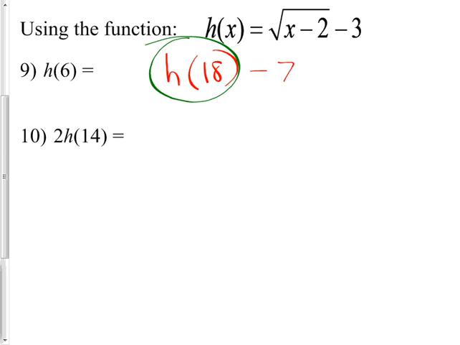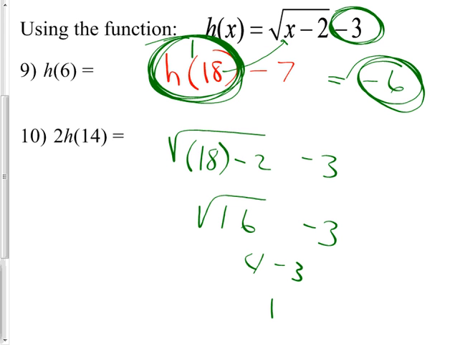All right, we're trying another one here on this function. I want to stick in h of 18 first, and then once I'm done with that, I'm going to subtract 7. All right, so the answer for that one comes out to be 1 for h of 18, and then I subtract off the 7, so the final answer is -6.